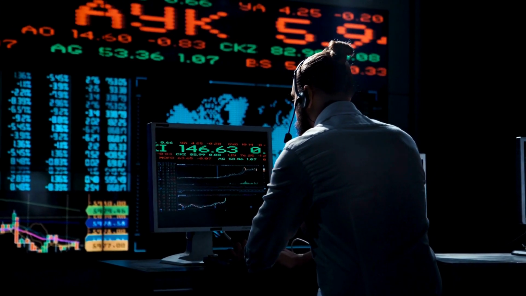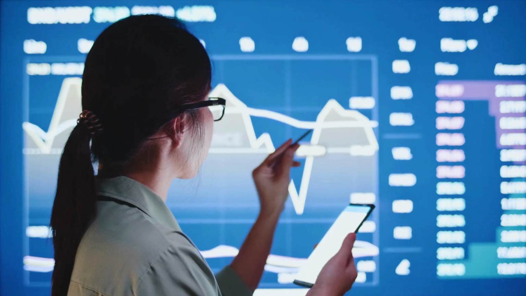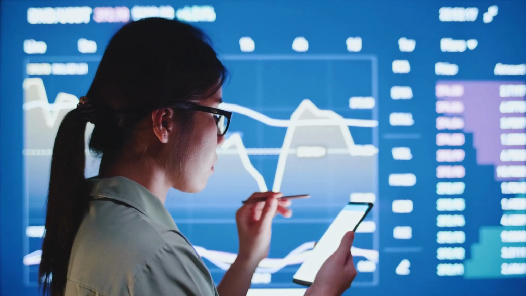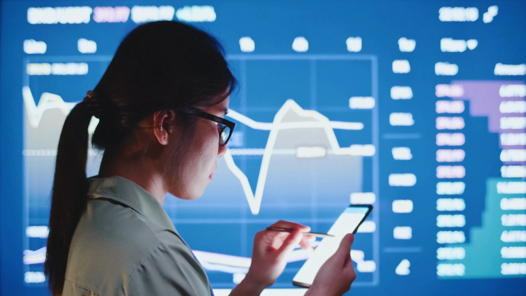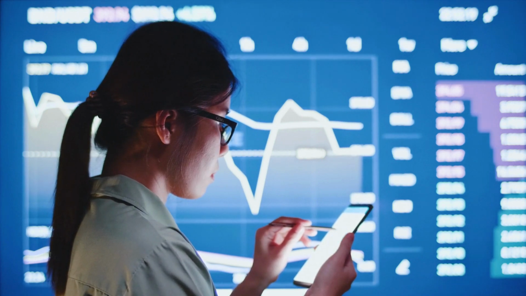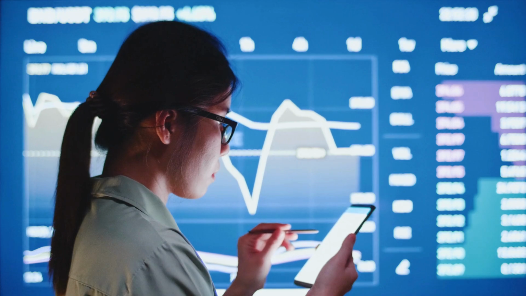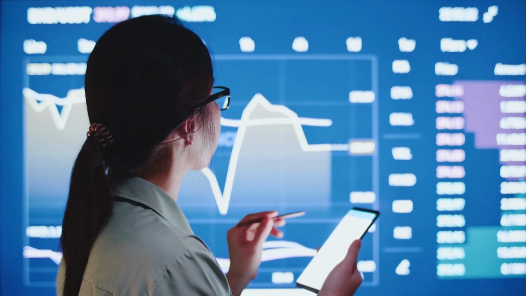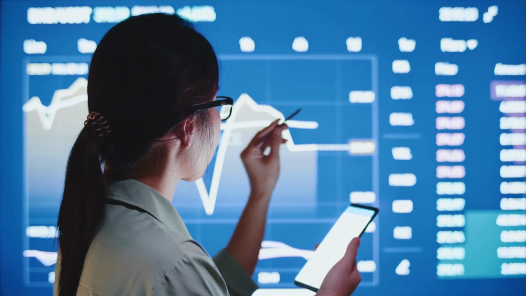However, it's essential to remember that confluence does not guarantee success. Even the strongest setups can fail due to the unpredictable nature of the market. This is why combining confluence with solid risk management is crucial. Using stop-loss orders and adhering to your risk limits are essential practices to protect your capital.